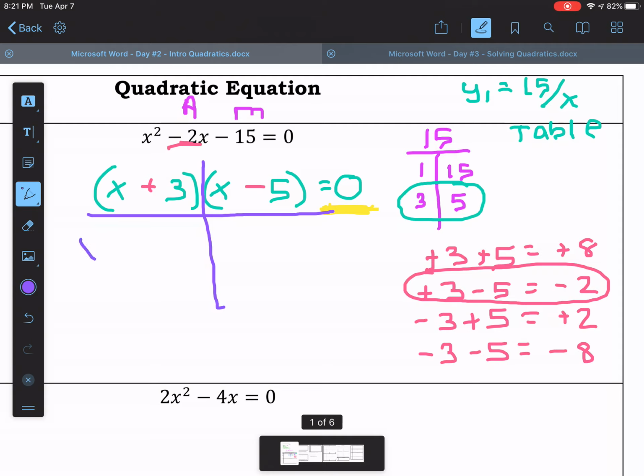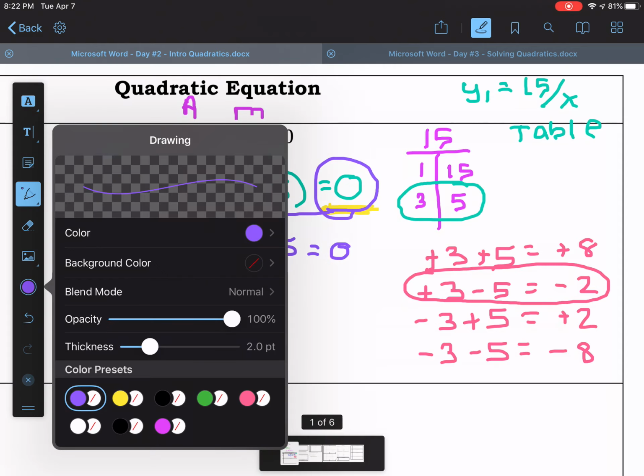So I'm going to go like this. x plus 3 equals 0. And then over here, I'm going to put x minus 5 equals 0. Now, the reason that we're doing that is because if I have two things that when I multiply them together, I get 0, what that means is that at least one of them has to be equal to 0. So either both of these are going to be equal to 0 or one of them is going to be equal to 0, because when you multiply them, you get 0. Don't worry about that too much, just a little bit of an explanation in case you were wondering.